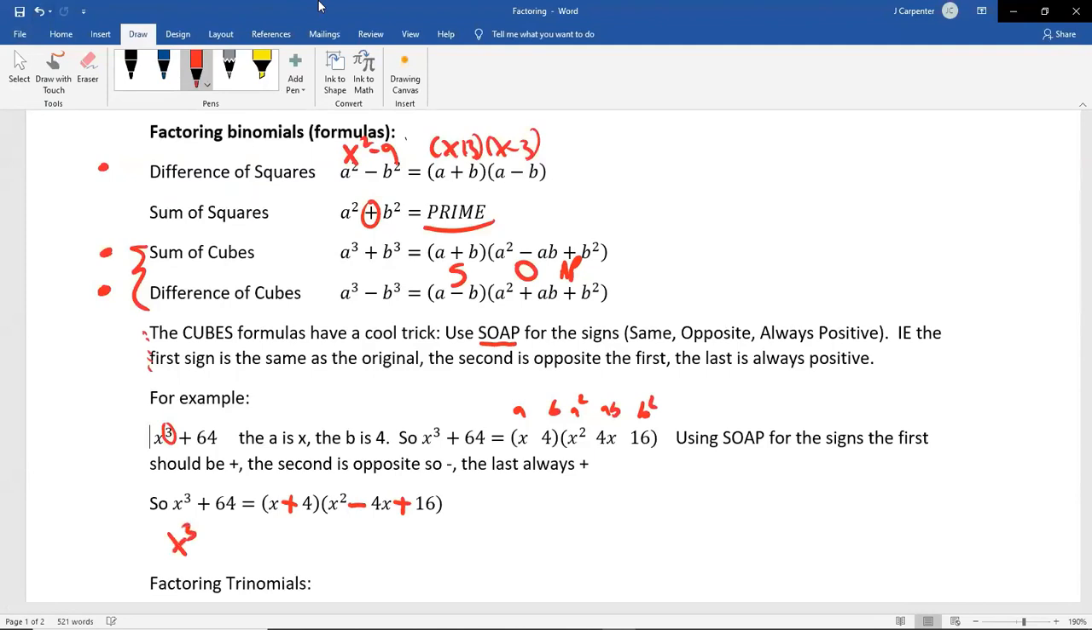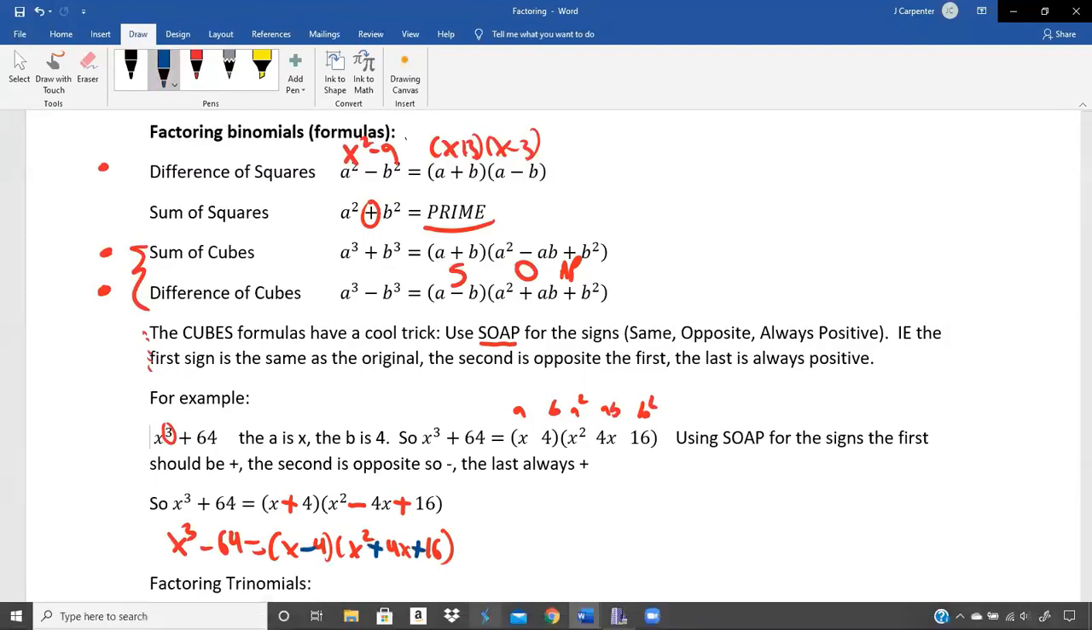So if we had x cubed minus 64 instead, there was a minus, it still would have gone x, 4, x squared, 4x, and then b squared, the 4 squared is 16. That is exactly the same. But what would be unique is these signs would be different. The first would be the same as the original, so minus. The second would be the opposite of the original, so plus. The third would be always positive.